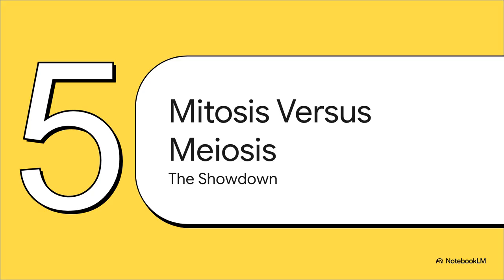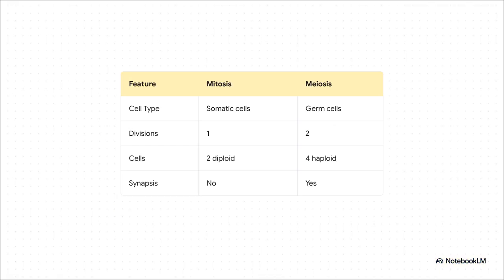And finally, Section 5, mitosis versus meiosis. The showdown. To make sure we've totally nailed this, let's stack meiosis up against mitosis, which is the everyday cell division that heals a scraped knee. Mitosis happens in your somatic cells, executing just one division to pop out 2 perfectly identical diploid clones.